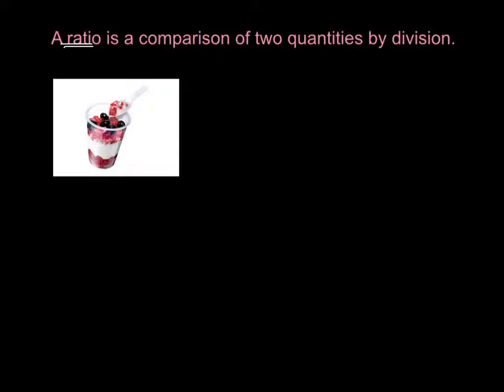In this fruit and yogurt parfait, let's say there are 6 blueberries. Also, one of the fruits in the fruit and yogurt parfait is a strawberry, and let's say that there are 12 strawberries. Finally, in this fruit and yogurt parfait, there are also raspberries, and we'll say in this one there are 8 raspberries.